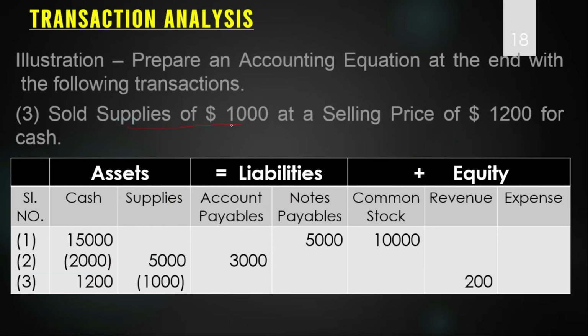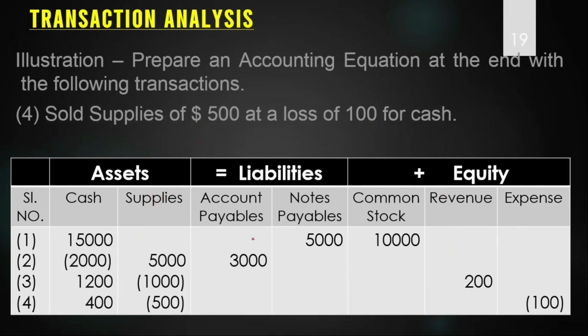Sold supplies of 1,000. Supplies of 1,000 have been sold, that is, supplies will be reduced by 1,000. So 1,000 has been deducted from supplies, that is why it is negative. You are selling it for 1,200, that is, you will get cash 1,200. So increase cash by 1,200 here, and there is a gain of 200 by selling this at a profit of 200. So 200 profit will be shown in the revenue column. The difference, 1,200 minus 1,000, will be 200. So this 200 is a profit which will be shown on the revenue.